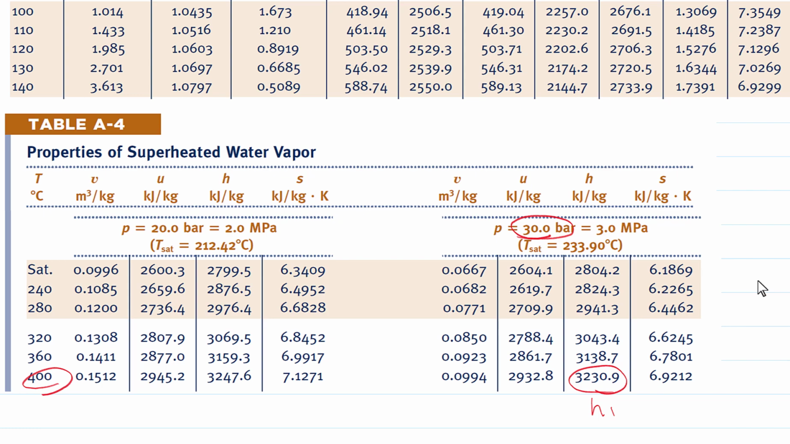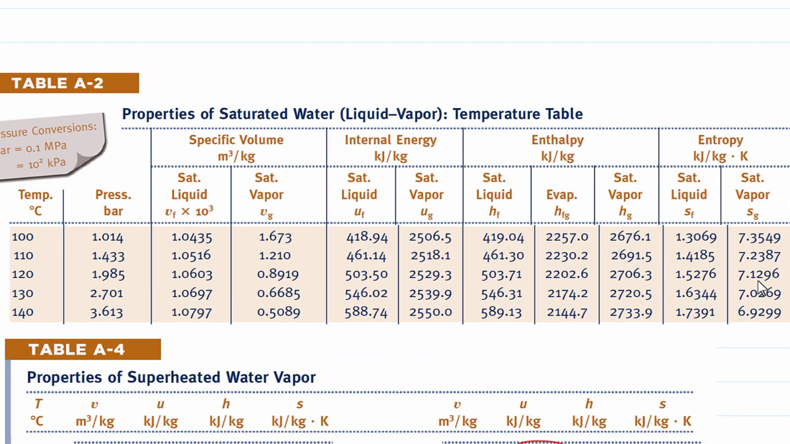At the exit, the temperature and the quality are given, so we use table A-2, saturated water. At 100 degrees Celsius, quality is 1, saturated vapor. So the enthalpy for saturated vapor is here, h2.